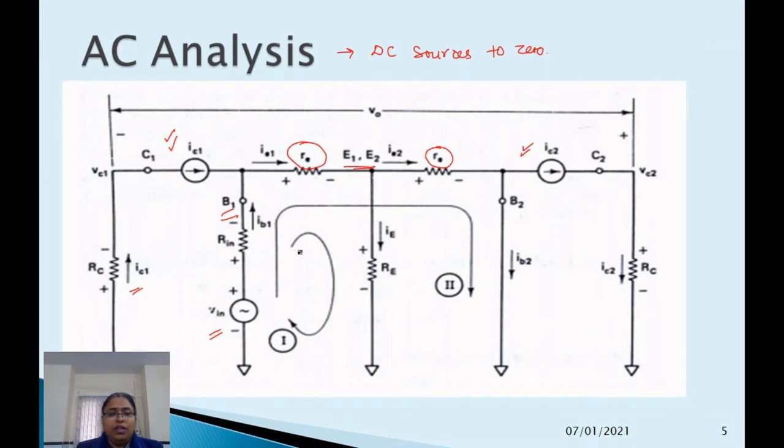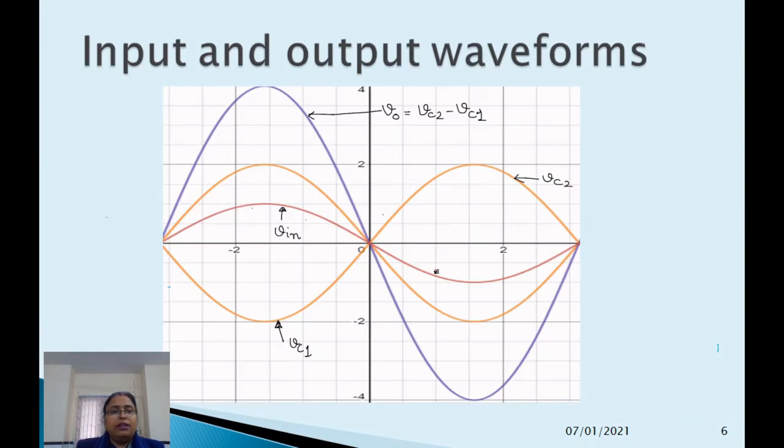And for the analysis purpose, we have also marked these two loops, loop 1 and loop 2, that will be required during the analysis in the further coming slides. So before coming to the KVL equations, let us discuss one or two points on the voltage polarities, and that will be clear from these two waveforms, input and output waveform.